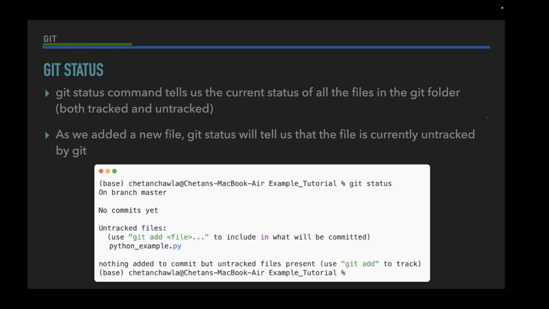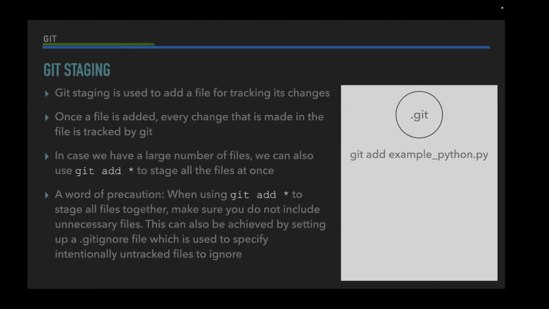What this means is there is a file in this folder that Git is not tracking as of now. If we want to track any changes in this file, we want to add this file. So this is the second part of what we were going through, which is adding this file as a trackable file in GitHub or Git.